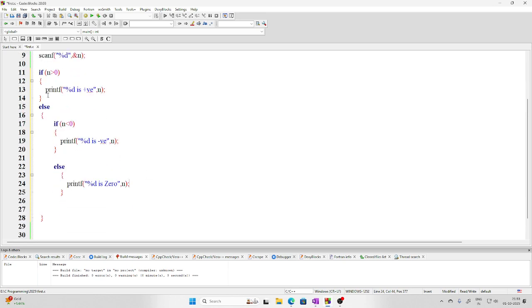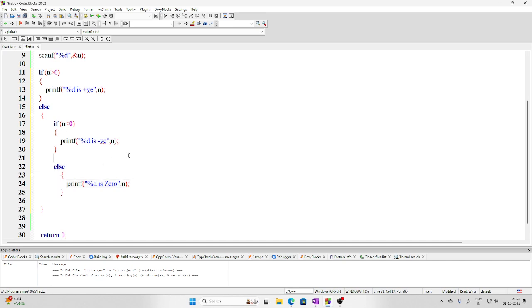Look here, if it becomes true, very good, then print this statement and then come out of this if else. Whereas if the number is not more than 0, then what? Then we have two possibilities. What are those? It can be either less than 0 or it can be 0. So if it is not less than 0, then it has to be 0. So this is an if else inside another if else, and we can do this continuously.